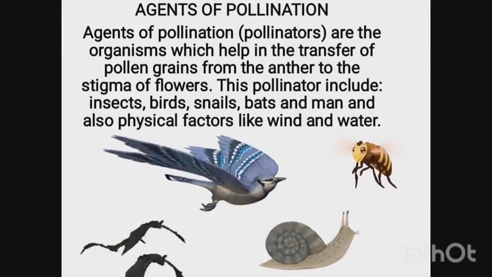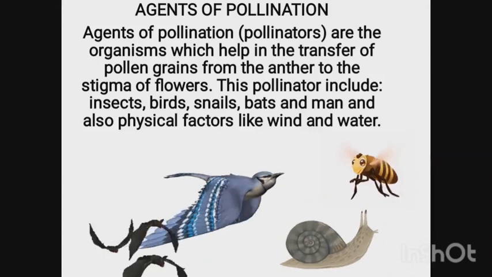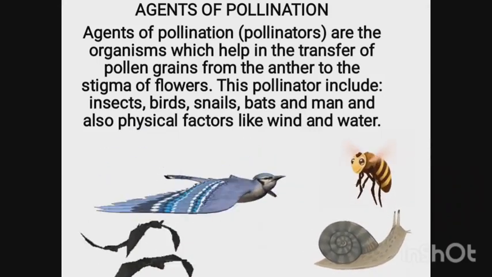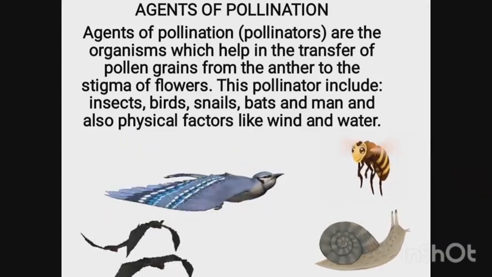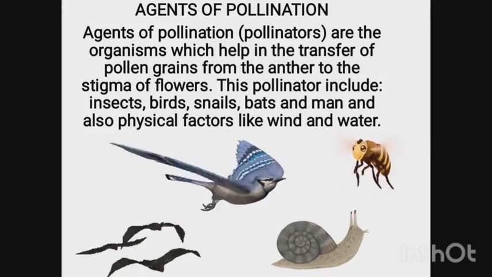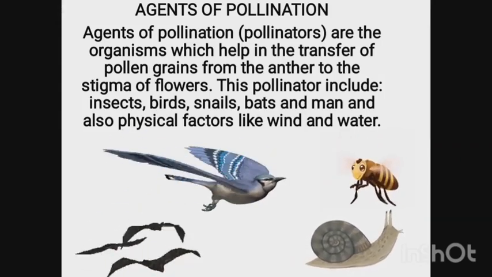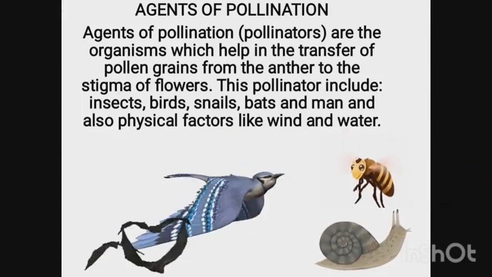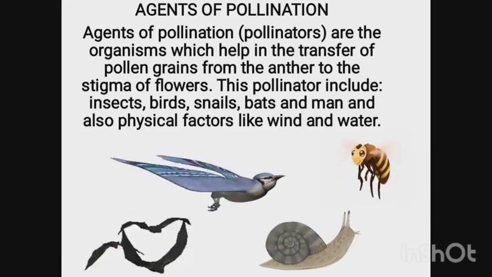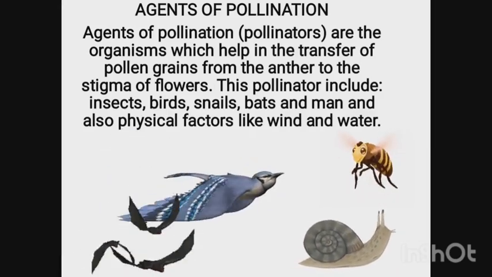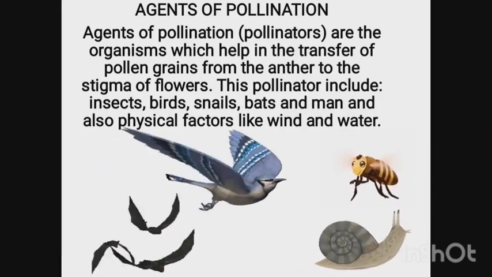And the agents can also be non-living things, like wind and water. So all these are agents of pollination that help us to pollinate our plants. We also have fruits and seeds. As you can see, the birds, the snails, the bats, and others feed on plants, thereby taking some of the pollen grains and helping in transferring them from one place to another.